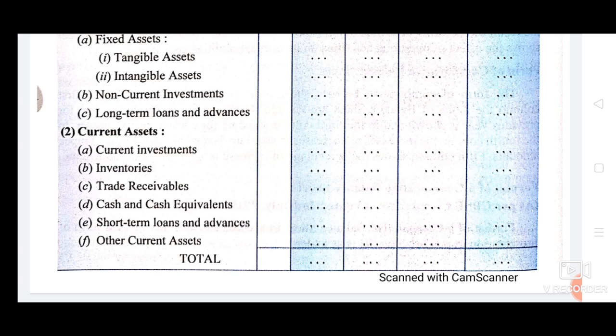Then we have to add the items of assets, and the total of equity and liabilities and assets should be the same. They should match with each other. In this way, this is the format of comparative balance sheet, and now we will solve the first problem of comparative balance sheet.